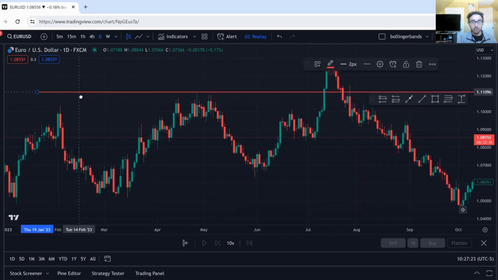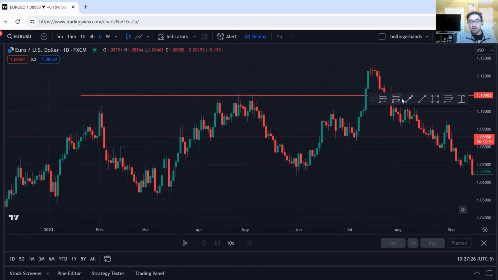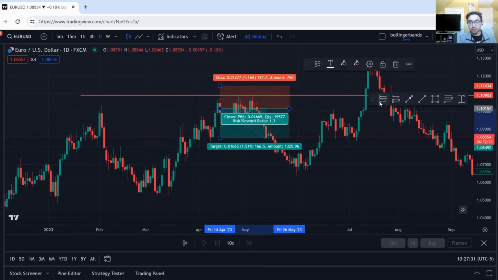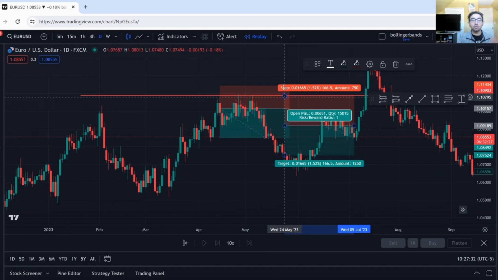So we have this area of liquidity in the market, right? Why? Because if you're going to short, guys, where are you going to put your stop loss? If you're shorting over here, right over here, stop loss will always be above resistance.